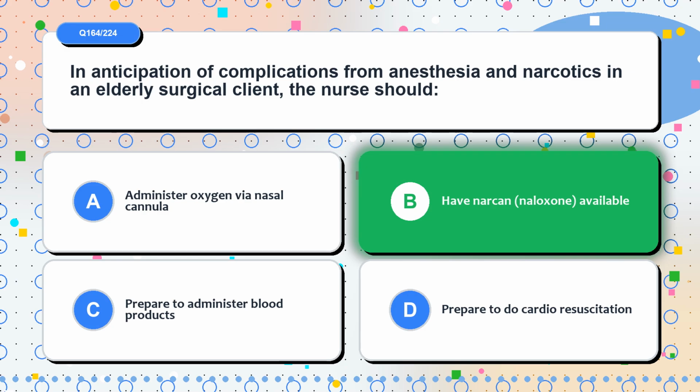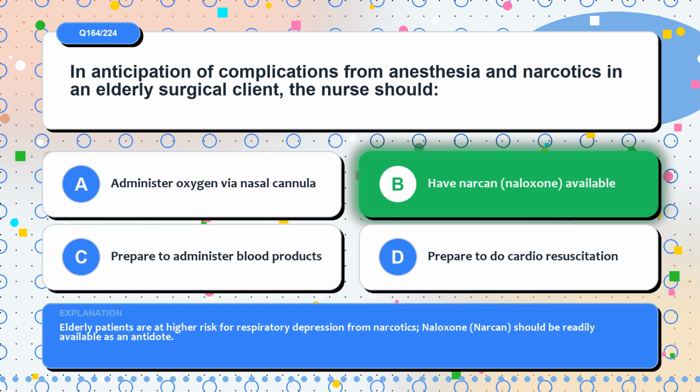The correct answer is option B. Have Narcan naloxone available. Elderly patients are at higher risk for respiratory depression from narcotics. Naloxone, Narcan, should be readily available as an antidote.